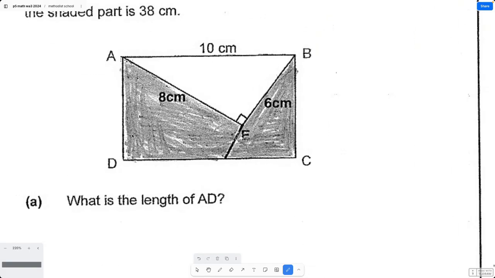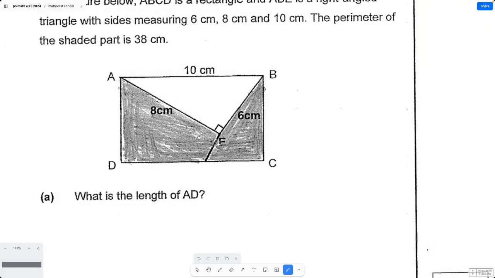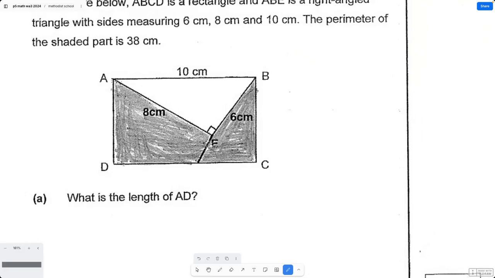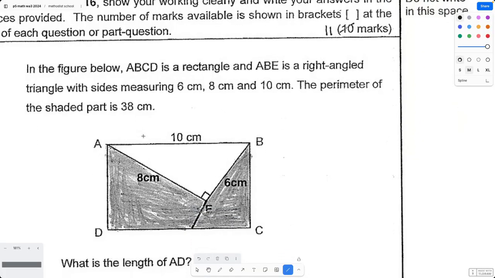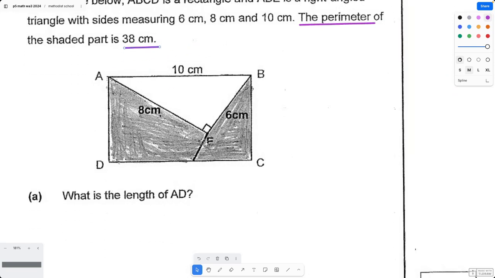Okay, so first thing is we can make use of the parameter. So we know the parameter itself. I'm going to highlight the parameter as maybe purple. So the parameter itself we know is 38 centimeters. So the parameter is 38 centimeters.